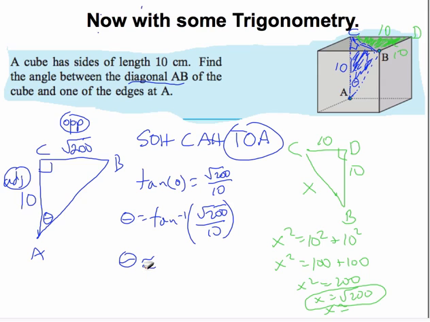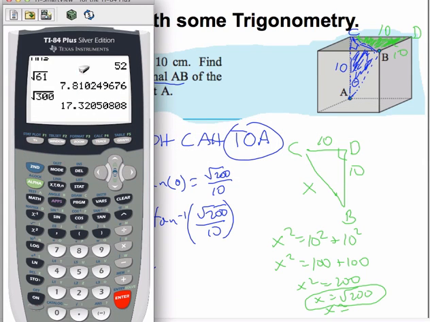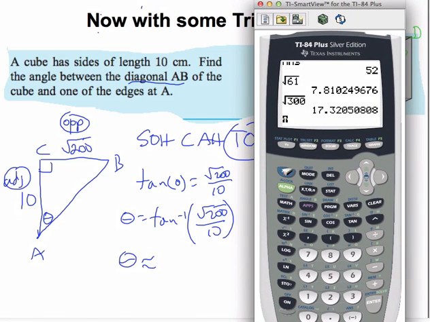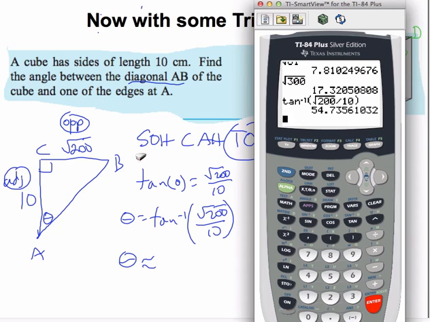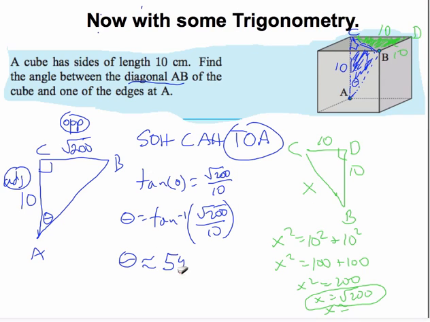So that theta is going to be inverse tan of root 200 out of 10, which I'm going to do on the calculator. Second function, inverse tan, root 200, divided by 10. Make sure that divide by 10 is not under the square root sign, or it'll square root the 10 as well. So you get 54.7. So it's about 54.7 degrees. Okay, next.